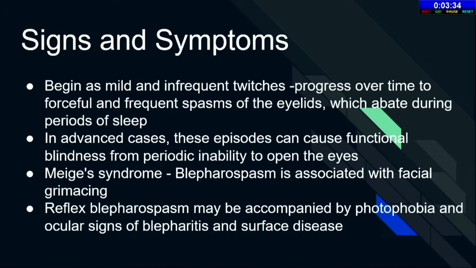Signs and symptoms begin as mild and infrequent twitches, progressing over time to forceful and frequent spasms of the eyelids, which abate during periods of sleep. In advanced cases, these episodes can cause functional blindness from periodic inability to open the eyes. Blepharospasm is associated with facial grimacing in Meige syndrome, and reflex blepharospasm may be accompanied by photophobia and ocular signs of blepharitis and surface diseases. This is the patient of blepharospasm. We can see frequent, forceful, involuntary contraction of the eyelids.